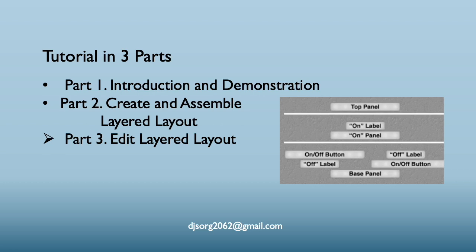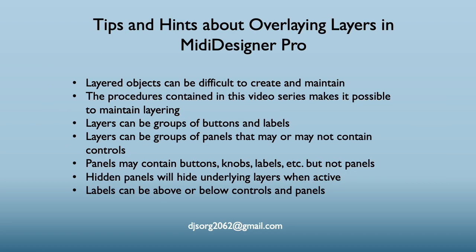The bottom layer contains an on-off button, an off label, and a base panel. The base panel usually encompasses several functional groupings. The on-off button controls an on panel placed directly over it. An optional configuration is to have the off label placed on top of the button. Whichever option is picked is based on the desired effect. Tips and hints about overlaying layers have been presented in earlier videos.